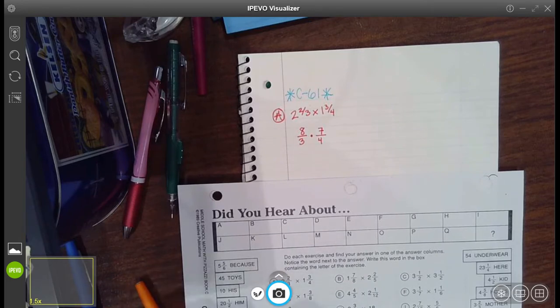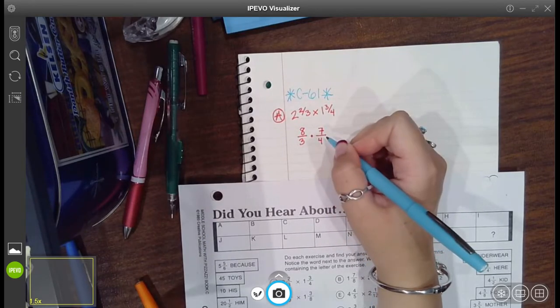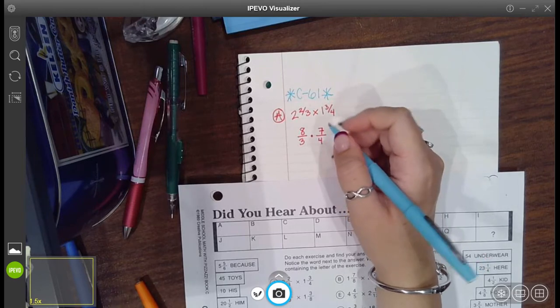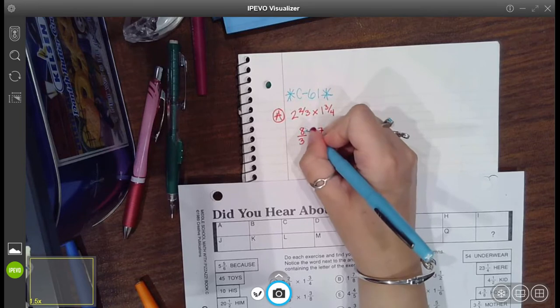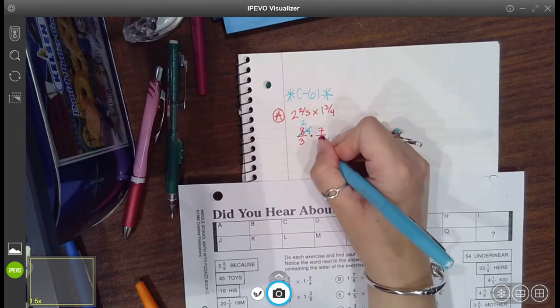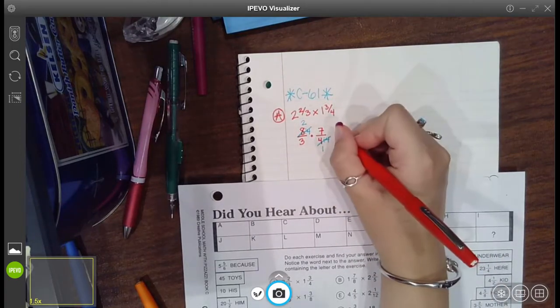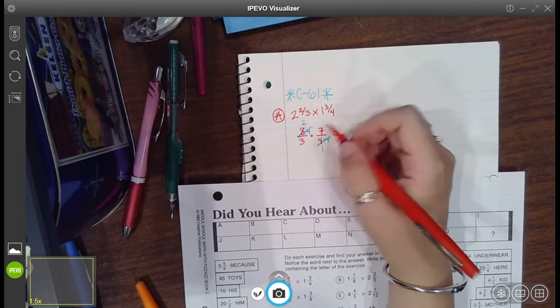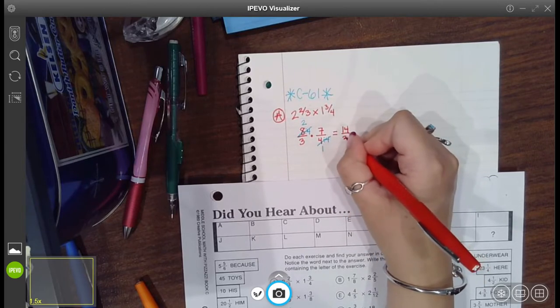And before you multiply across, you can always check to see if you can cross cancel first. 3 and 7 can't cross cancel because nothing can go into both, but 4 and 8 are both divisible by 4. What is 8 divided by 4? 2. What's 4 divided by 4? 1. Now I have smaller numbers for when I multiply across. 2 times 7 is 14. 3 times 1 is 3.